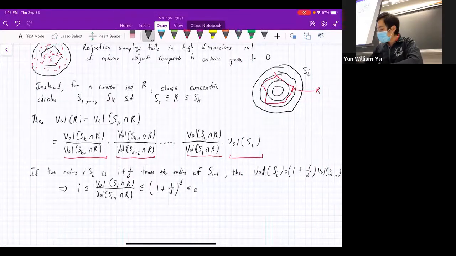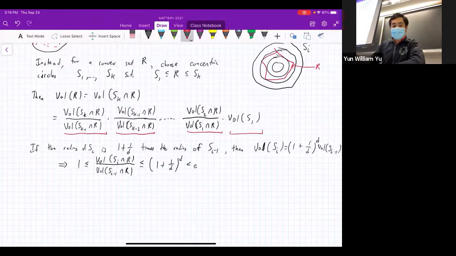Wait a moment, I think I did something wrong here. I think there should be a d power there. Yeah, there should be a d power there because obviously you're scaling. Yep. Okay, why is this true? What fact are we making use of that this ratio is greater than or equal to 1?